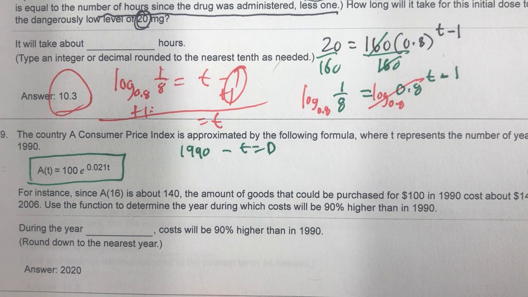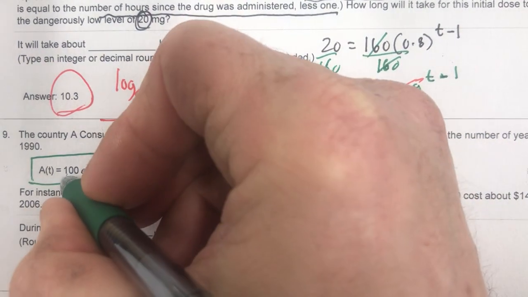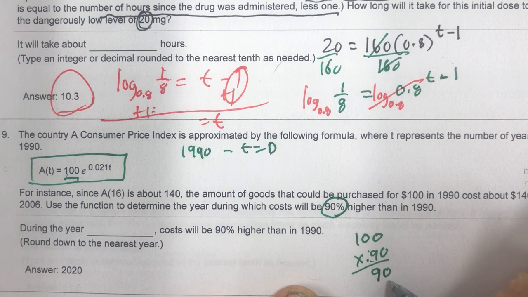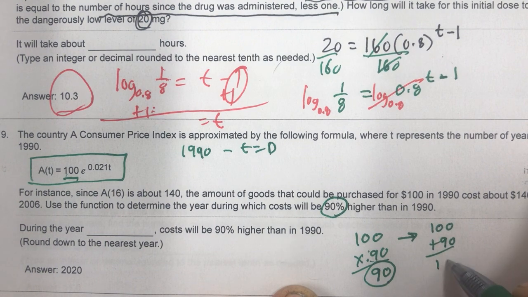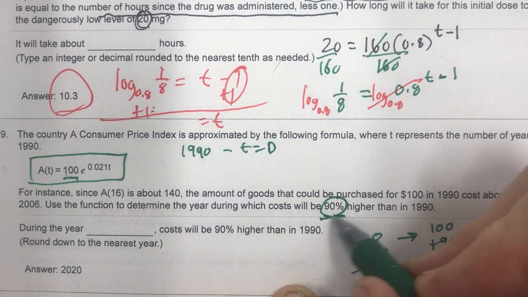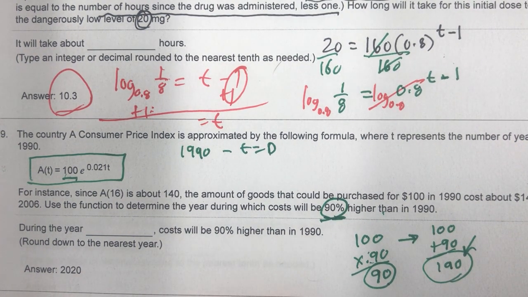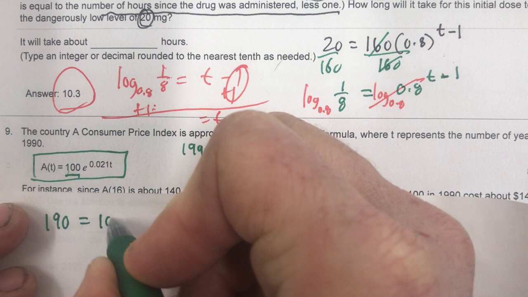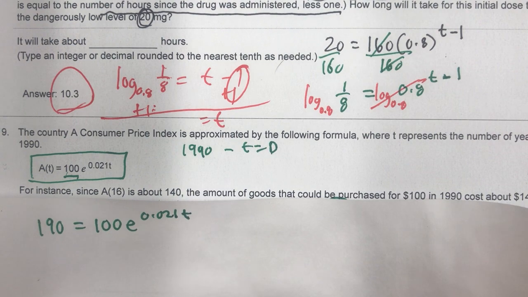Okay, so what that means is, if it's going to be 90% higher, it's $100 right now. So if I multiply that by 0.90, I'm going to get $90. So it's this much higher, which means it's going to be 100 plus that. So we're looking at it being 190. So if it's going to be 90% higher, that means it's going to be $190. And that's my A sub t. Which means right here in this equation, I'm going to put 190 right there. And that's what I'm going to solve.